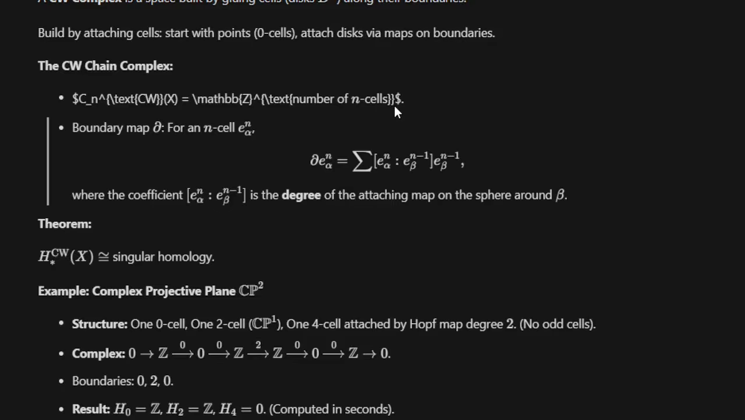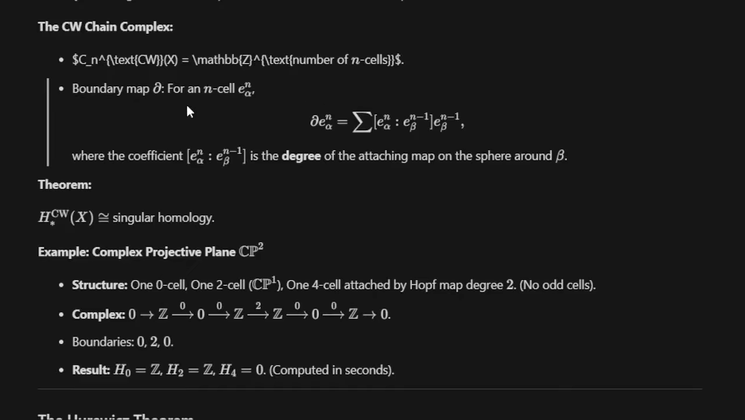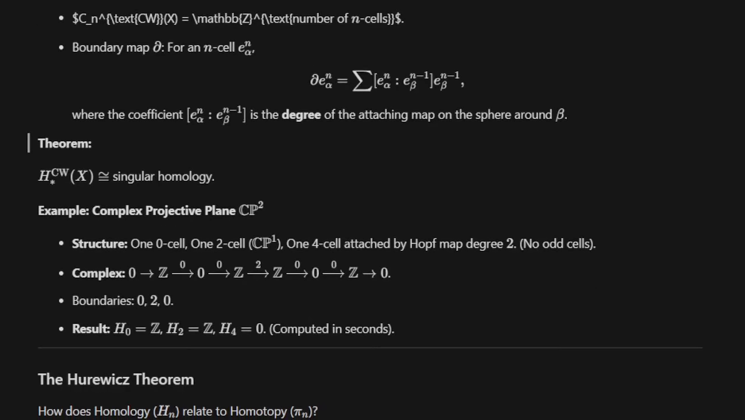Not sure, but anyways, so you can see that the CW chain complex C_n of that topological space would be equal to the integers, one copy for each n-cell. So for a boundary map, let's say we have del for an n-cell e^n_alpha, we can then define this boundary map in terms of the intervals here, in general, for alpha and beta, from the nth to the n plus 1, where the coefficient defining the n-cell is the degree of the attaching map on the sphere around beta.